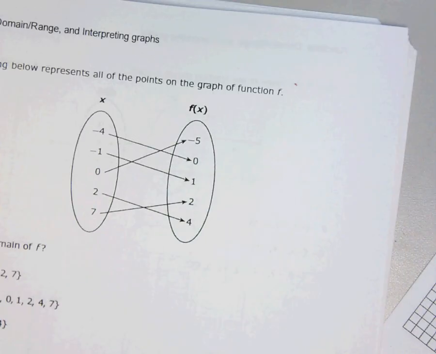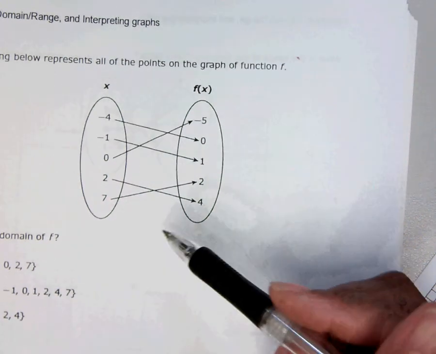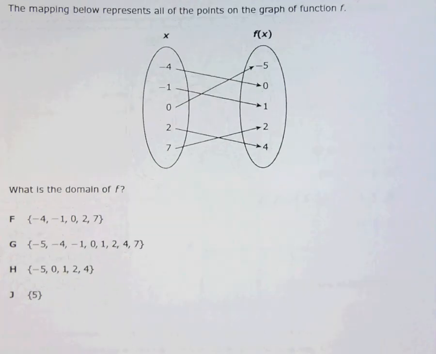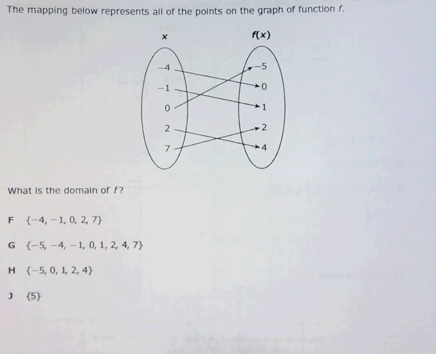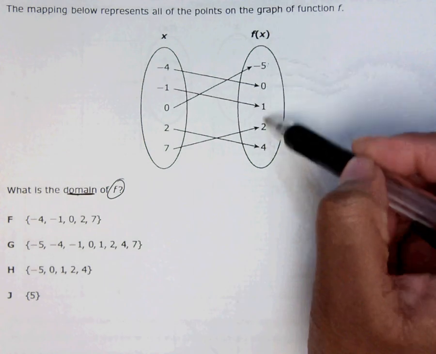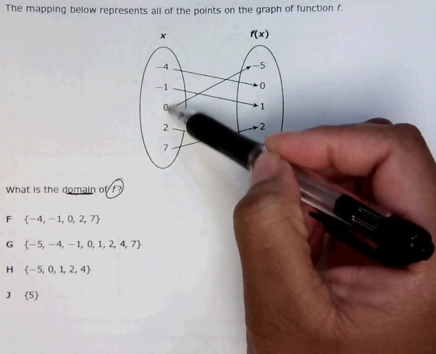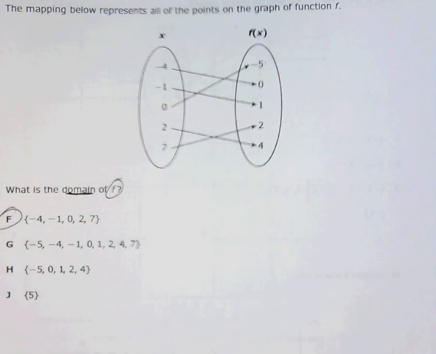Next one, the mapping represents all of the points on the graph of the function. So what is the domain of f? And I think a lot of people miss this question because it said f. They forgot that domain meant x values, and they picked these. But that is the range. That's not the domain. Domain would be f. Okay, next question.